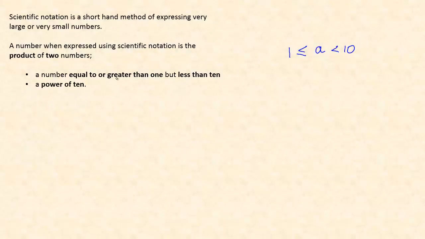The other part is a power of 10. The form is A times 10 to the n, where, as we mentioned over here, A is between 1 and 10, but n has to be an integer.